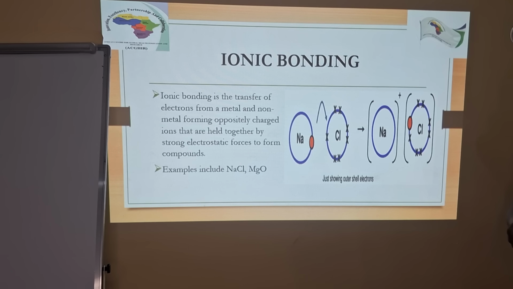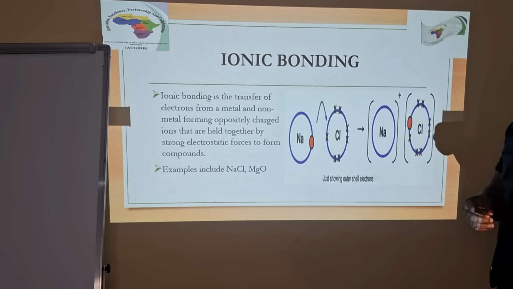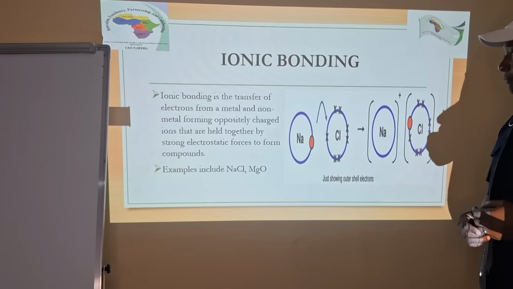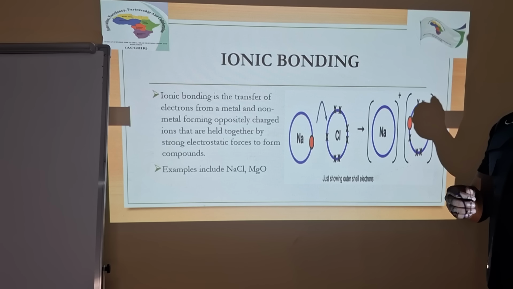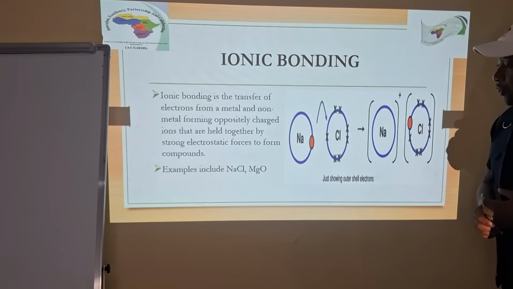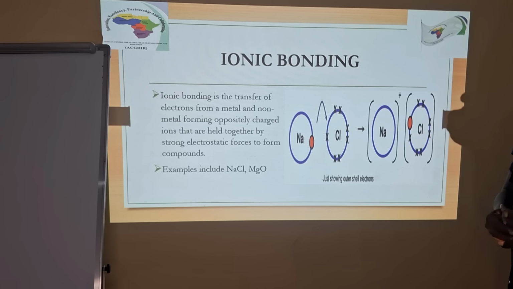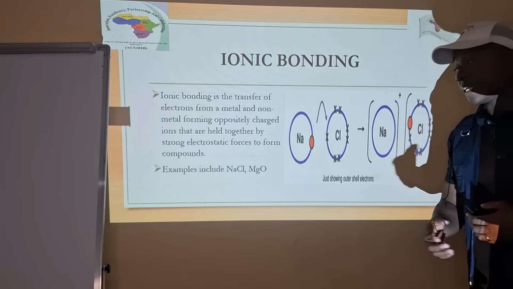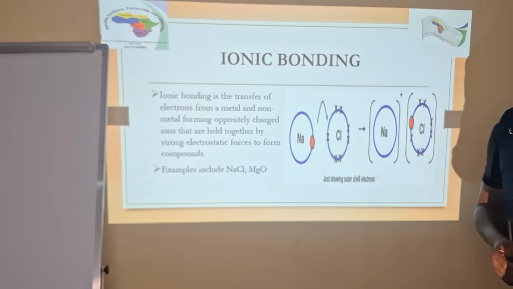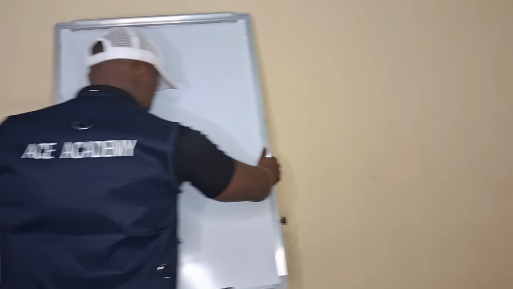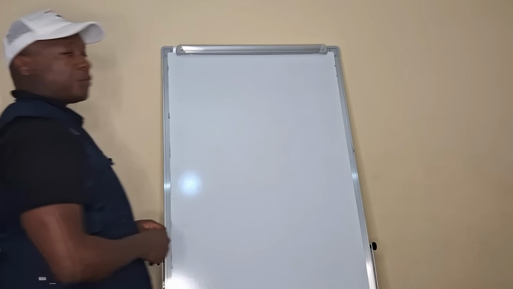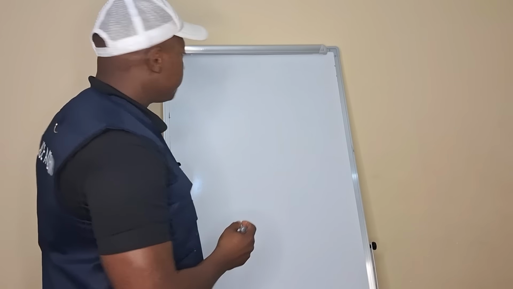Right, ionic bonding. This is a bonding which is due to the transfer of electrons from a metal to a non-metal. This transfer of electrons will result in an electrostatic force which keeps the compound together. Examples of ionic bonding, we have sodium chloride, magnesium oxide, and magnesium chloride. So let us show how this ionic bonding comes into being. Right. So we are going to use the example of sodium chloride.